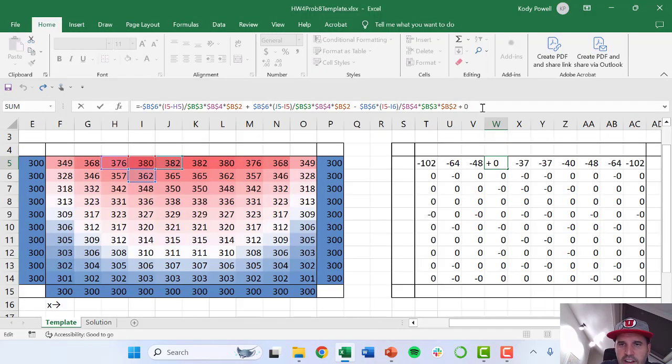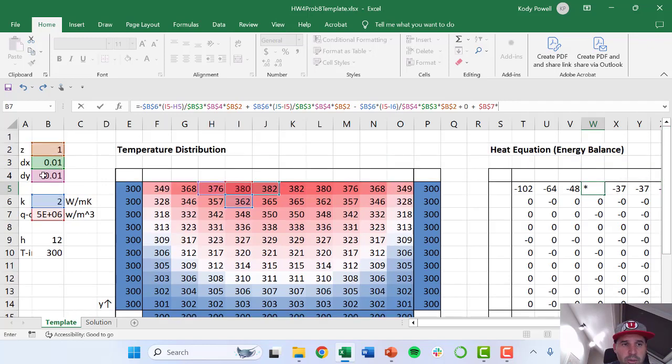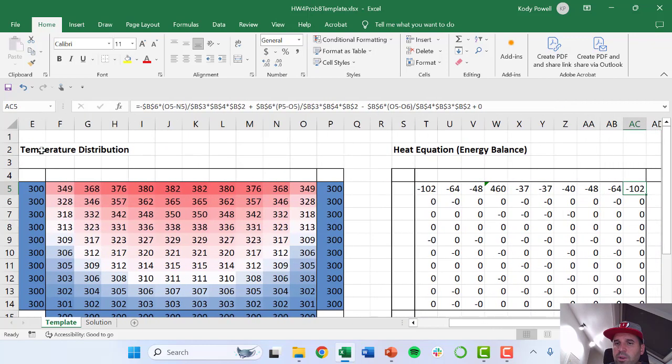So here I have my Y out term. I'm just going to leave the 0 in there. I'm going to use this generation term, here I'm using this 5 million watts per meter cubed. I want that to be an absolute reference. Now I also want that to be multiplied by my whole volume because it's a volumetric generation term. So I'm going to go dy, absolute reference, multiplied by dx, absolute reference, multiplied by z, absolute reference. Okay, so notice what that did to what's called the residual of my equation.